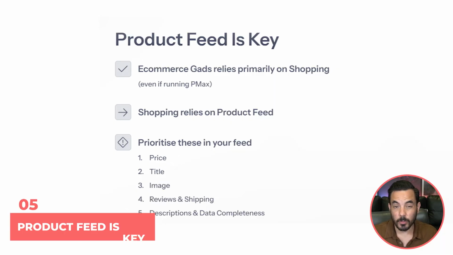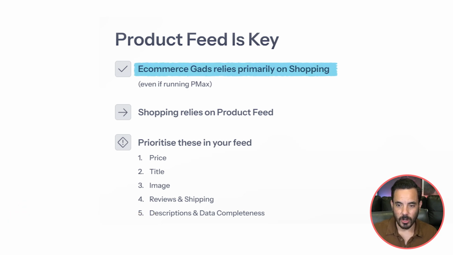Okay, number 5, your product feed is key. E-commerce Google Ads relies primarily on shopping. You're probably going to be getting 60, 70, 80, 90% of your traffic from Google Ads coming from shopping ads. Even if you're running Performance Max, it's going to be focusing mostly on shopping ads.